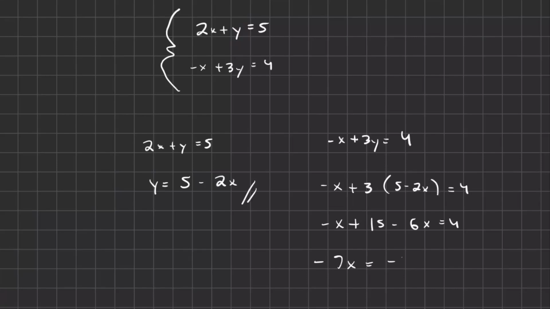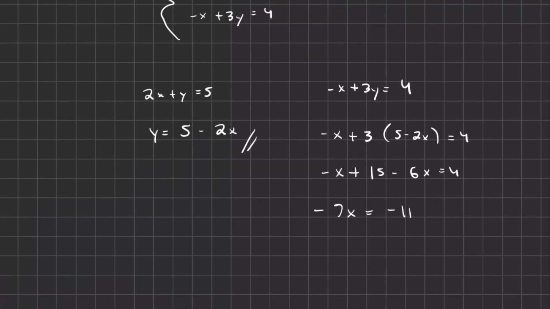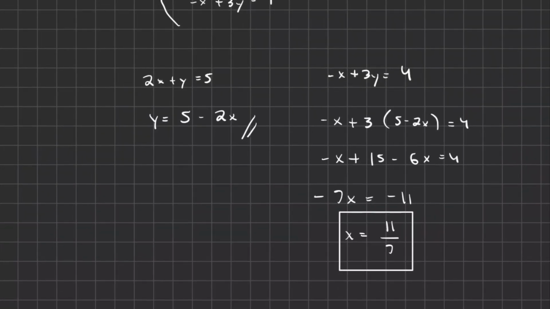That'll give us negative 11. And we could divide by negative 7, so we get x equals positive 11 over 7. So this is one of our solutions. So we have a solution for this system at x equals 11 over 7.